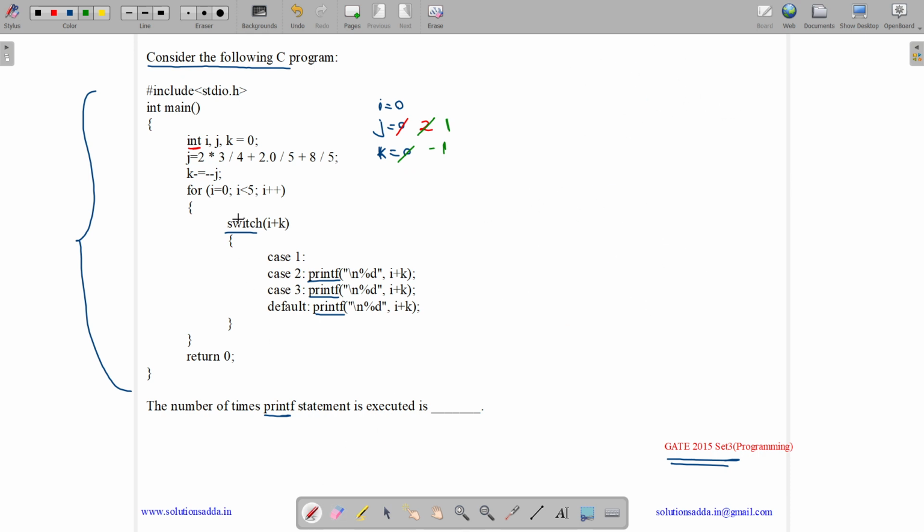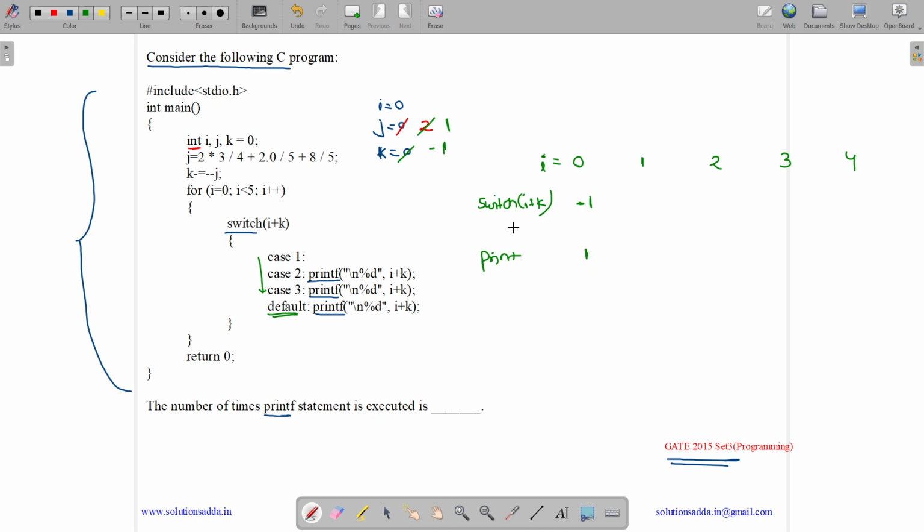Okay. Now we have an i loop from i equals 0, i less than 5, which means i runs for 0, 1, 2, 3, 4. So we have 5 loops. Now in each we have switch (i + k). So what is switch (i + k)? i is 0, k is -1, so it becomes switch of -1. What happens in switch of -1? See, we have no such case. If no case matches, we go to default. So default is one print statement. So the number of print statements is 1.